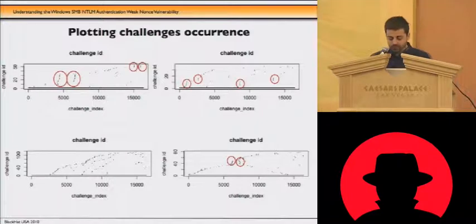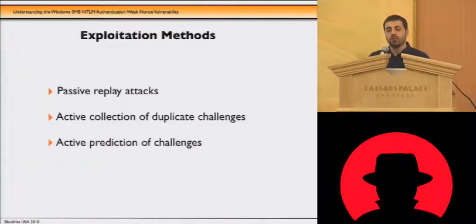So, taking into account that we know that the server is generating a lot of duplicates, what can we do with that? How can we exploit the fact that the server is generating the same nonces over and over again within a very short period of time? Well, the first two attacks that we're going to talk about are going to exploit that: the passive replay attacks and the active collection of duplicate challenges. The third one, the active prediction of challenges, is actually a different flaw that we found in the same code and has nothing to do with the fact that the server is generating duplicate challenges.